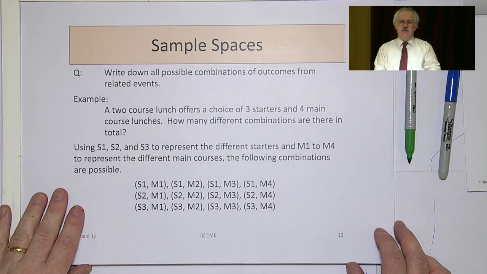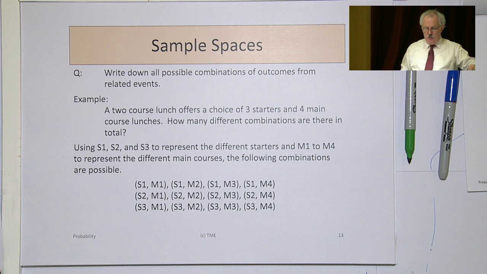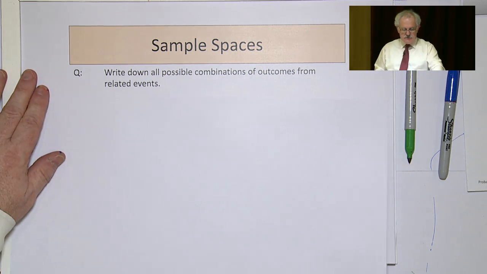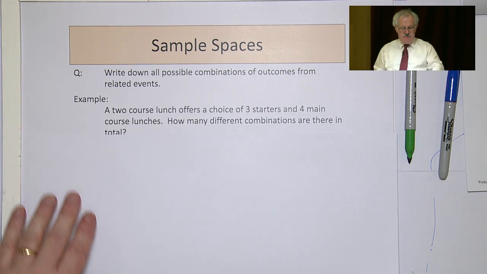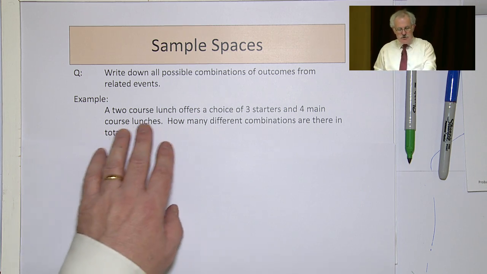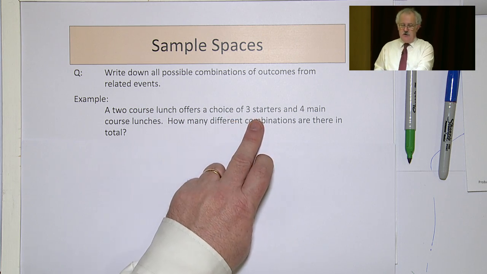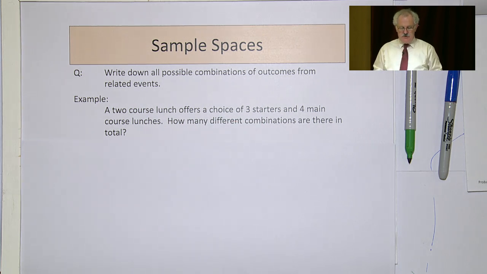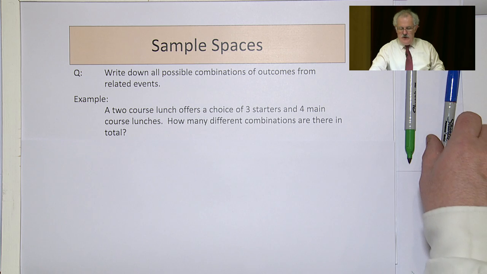But let's look at sample spaces. Two things happening in a row. Write down all the possible combinations of outcomes from related events. You're having a two-course lunch. You're having a starter and a main meal, or you're having a main meal and a dessert. There are two things happening in a row. So a two-course lunch offers a choice of 3 starters and 4 main course lunches. How many different combinations are there in total? 3 starters and 4 mains.